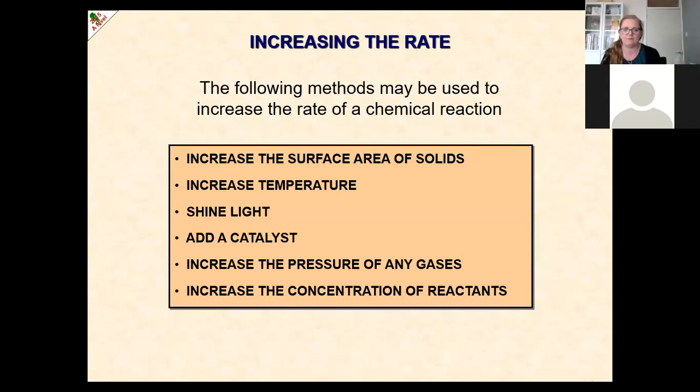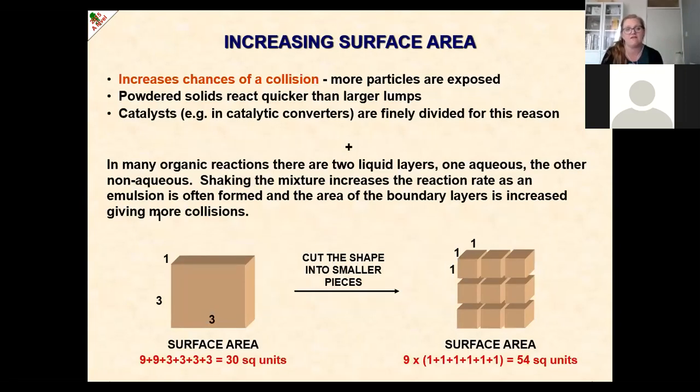The following methods may be used to increase the rate of a chemical reaction. Lots of these are things that you'll have heard of before: increasing the surface area of solids, increasing the temperature, shining a light, adding a catalyst, increasing pressure of gases, and increasing concentration of reactants. So let's look at surface area. This is probably the main one that you've heard about most.